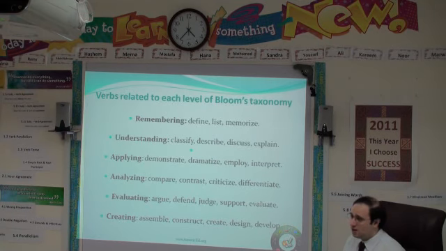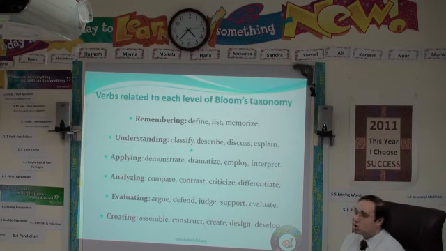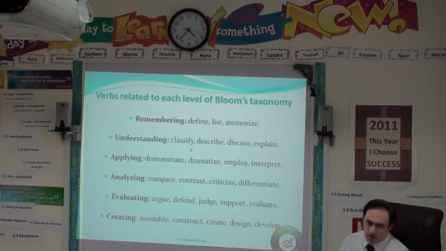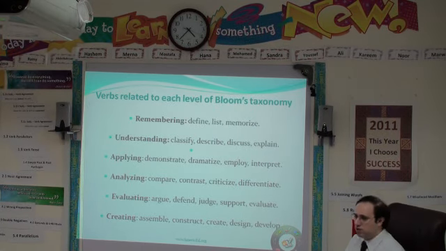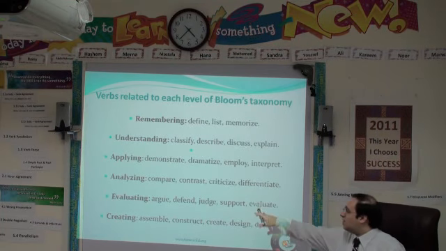Now analyze. Okay, compare. Contrast. Tell me the similarities and the differences between this battle and that battle, between this country and that country, between this perspective and that perspective. Okay? Compare them, contrast them, criticize them. Why were they right? Why were they wrong? What should they have done? Differentiate. What is the difference? They seem very similar, but there are little differences. What do you think they are?